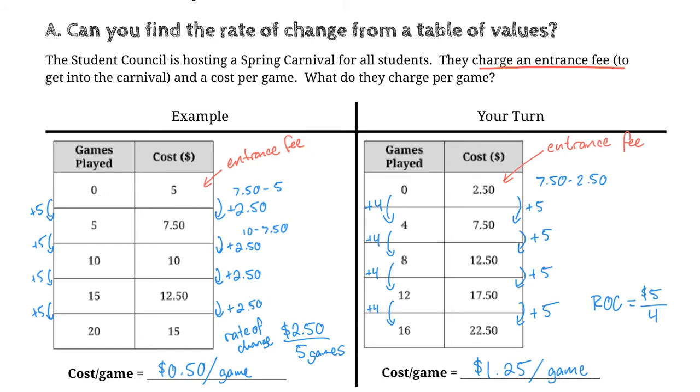So I got that the rate of change is equal to $1.25 per game. I found that the number of games played is all going up by 4, and the cost is all going up by $5. So rate of change, $5 for 4 games, is equal to $1.25 per game. And one thing to note, these should all be going up by the same number. So make sure you're not just checking the difference between 2 rows and you are checking at least a couple.